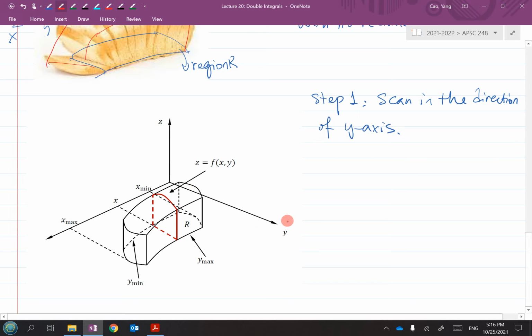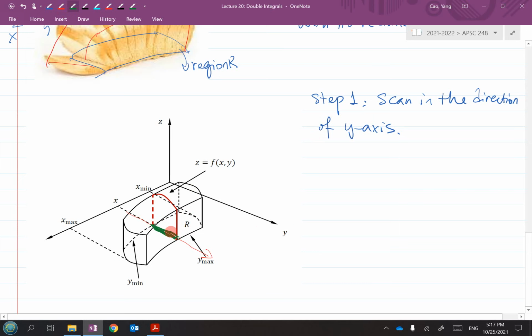So you create an arrow line in the y-axis. So you're cutting through this region R along the direction of the y-axis, parallelly. So it's like the bottom line here, right? You scan it through. So that scan is the first step. When you're cutting through the region R, you're creating this green segment line in the region R.